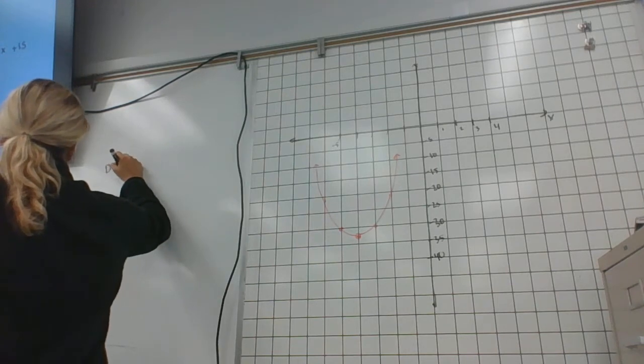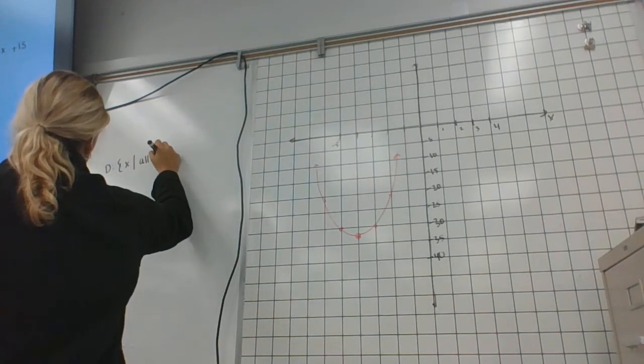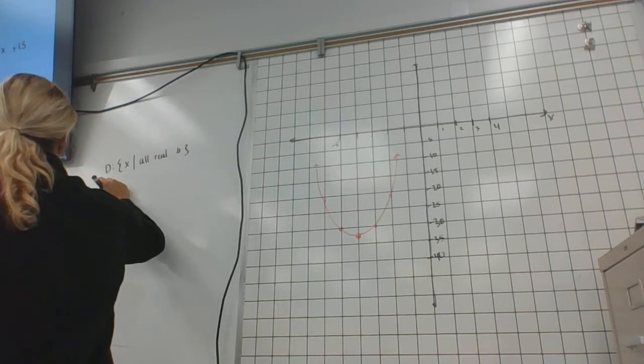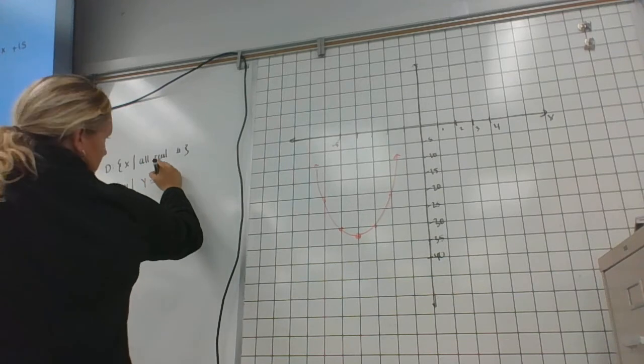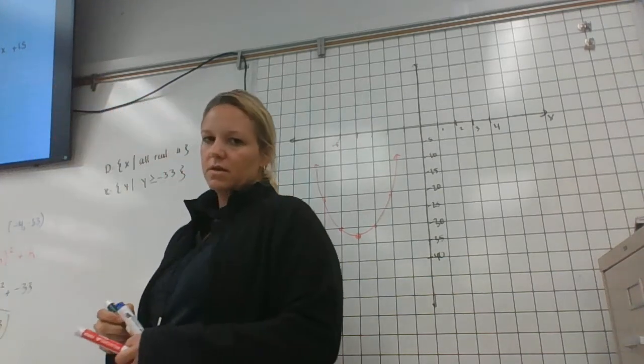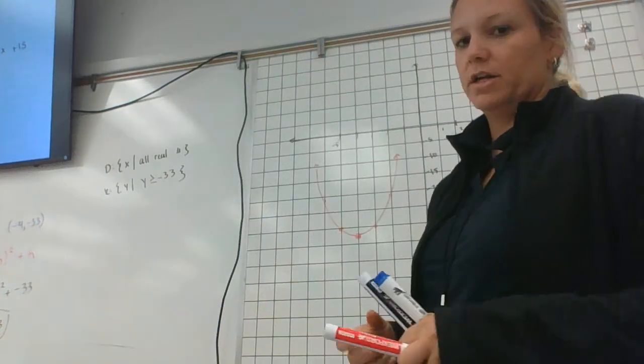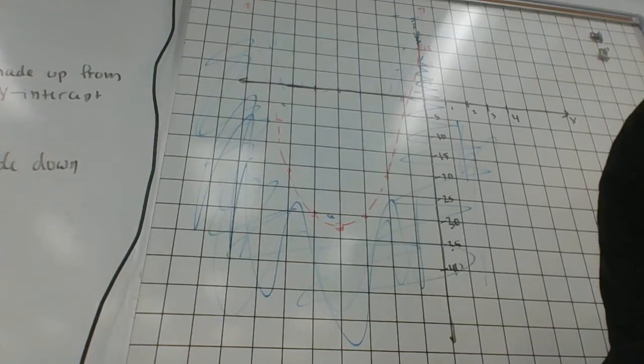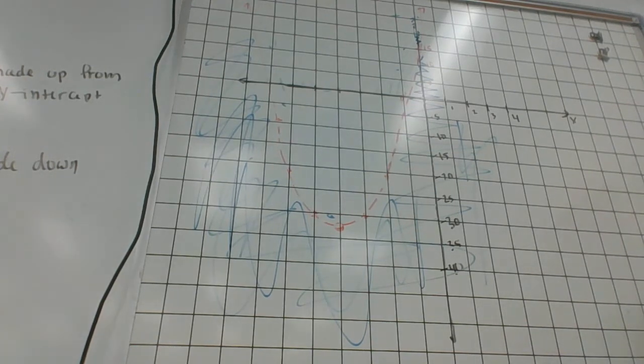Just a review. Domain is all real numbers, and range here would be y is greater than or equal to negative 33. Okay, so all of that is fair game for your test Tuesday. What's next? Identify domain and range.